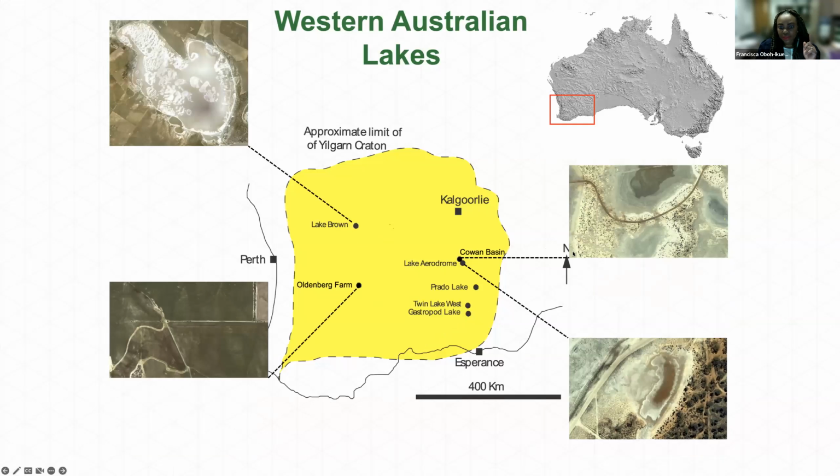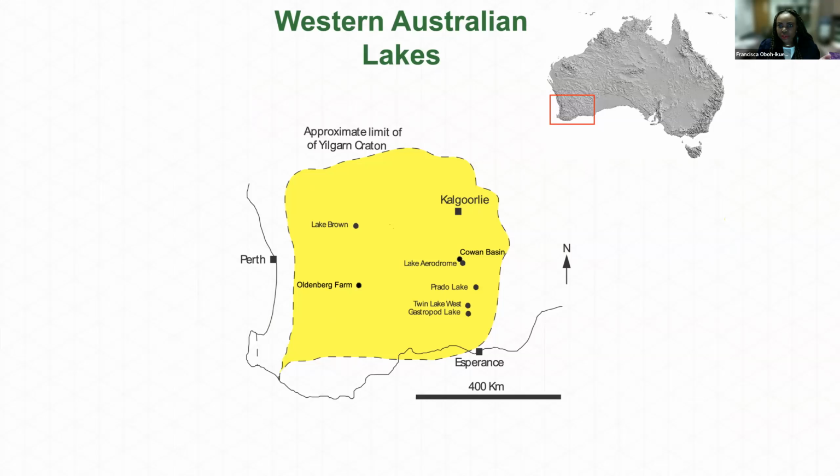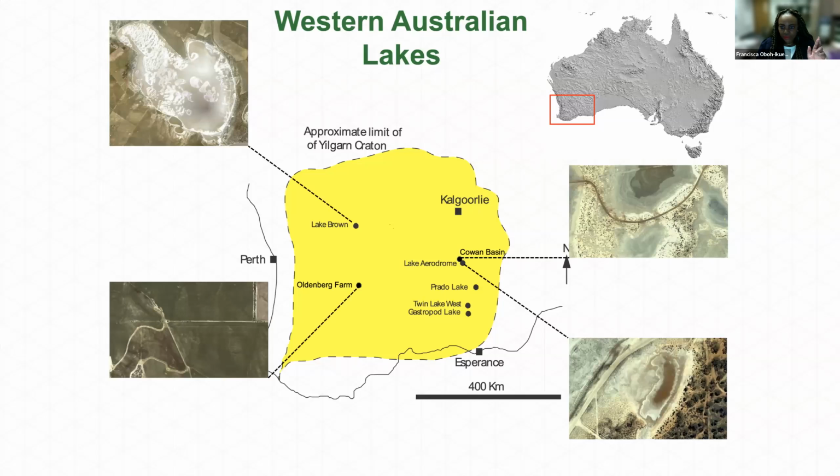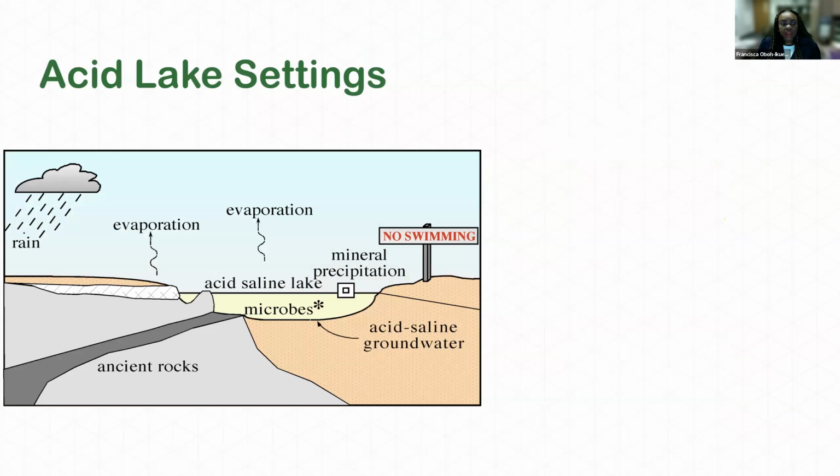The Cowan Basin itself, Lake Aerodrome was one we named because there's a small airstrip around it. So we looked at these 10 and decided to go drill. We went back in 2009. The first time we went was in June, which is the Australian winter, so the lakes were flooded and they had a very wet spring. But when we went back, it was now January, which is the summer in those areas, and the lakes were dry.